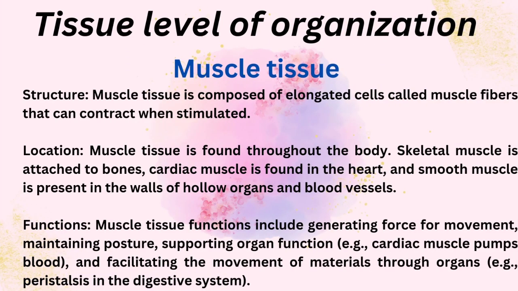Structure, location, and function of muscle tissue. Structure. Muscle tissue is composed of elongated cells called muscle fibers that can contract when stimulated. Location. Muscle tissue is found throughout the body. Skeletal muscle is attached to bones, cardiac muscle is found in the heart, and smooth muscle is present in the walls of hollow organs and blood vessels.